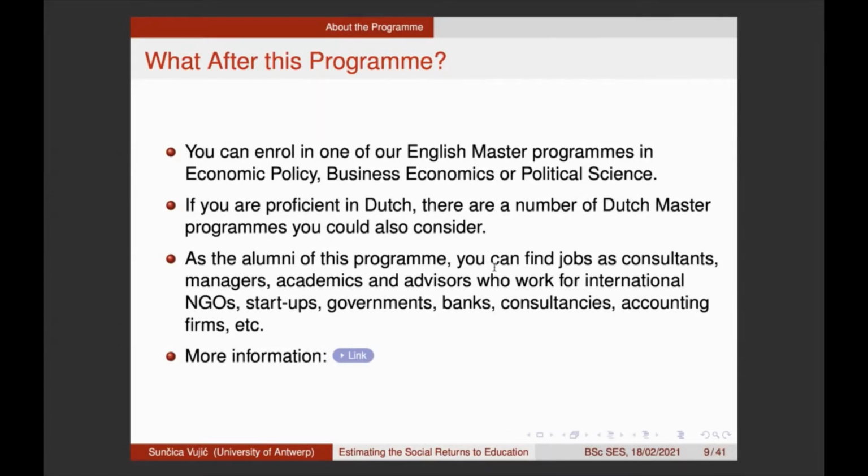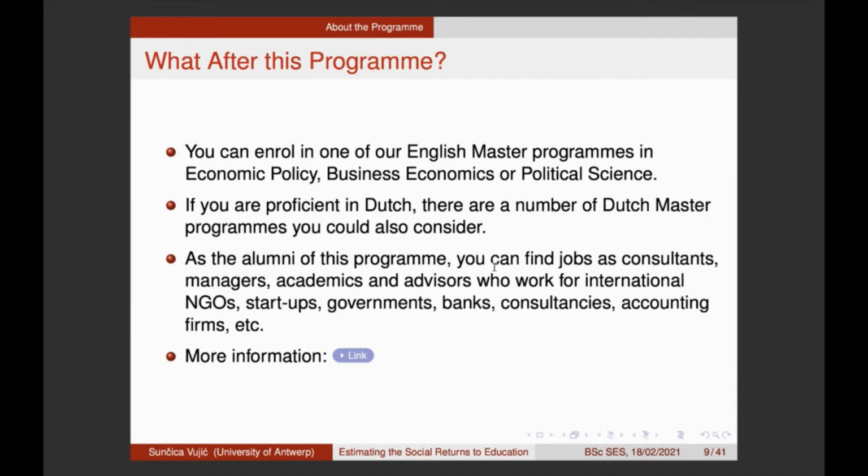So we also have a number of Dutch master programs you could also consider. So there's a variety of master programs that you could consider to follow further at the University of Antwerp. Obviously, you can also decide to go and study somewhere else, but since we are at the University of Antwerp, and since this is the week when we are trying to promote our own educational programs, maybe you want to consider what else we have on offer on our buffet, if you want, of educational programs at the University of Antwerp.